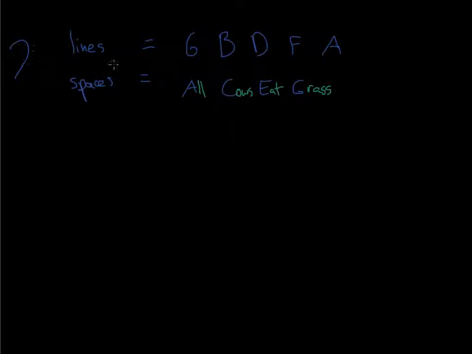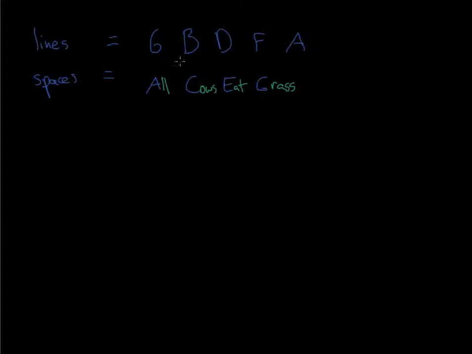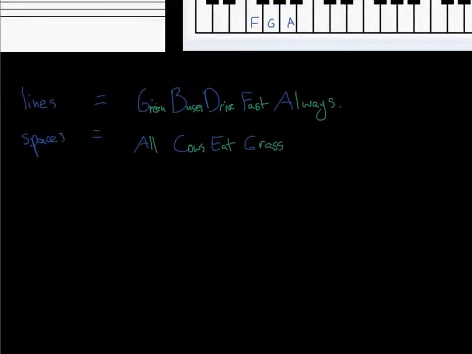For the lines, this is something we'll again need to probably make up our own little rhyme or acronym, something that we can help remember this. One which is quite common, you can say green buses drive fast always. What is going on with my spelling today? Green buses drive fast always. Okay, that's quite good.